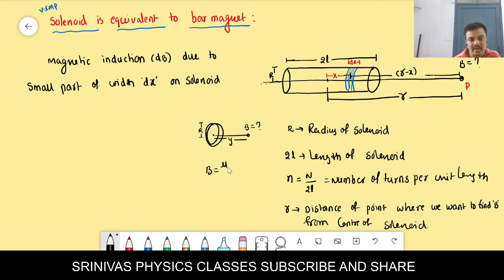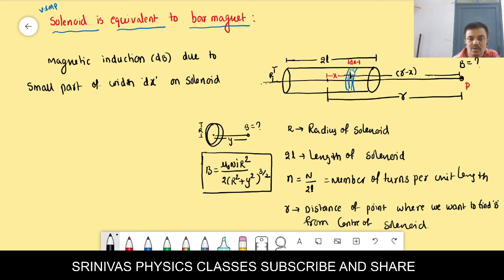Mu naught n i R square by 2 of R square plus x square, whole power 3 by 2, if the distance is x. Here it is y, that's why y square. Mu naught n i R square by 2 of R square plus y square whole power 3 by 2. Is it correct, students? Yes or no?